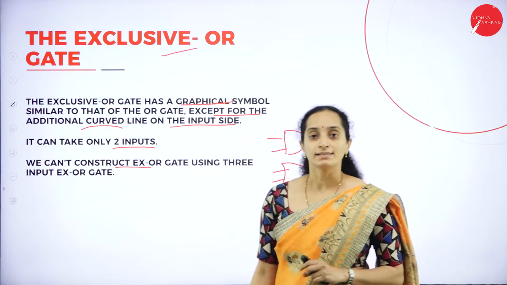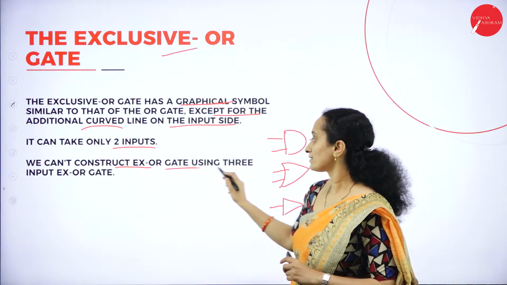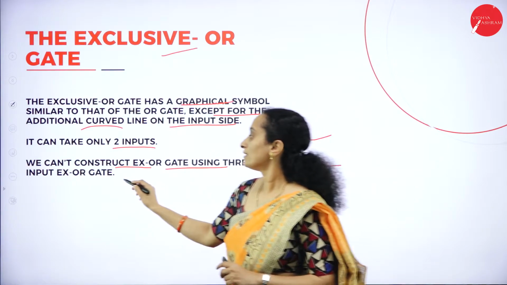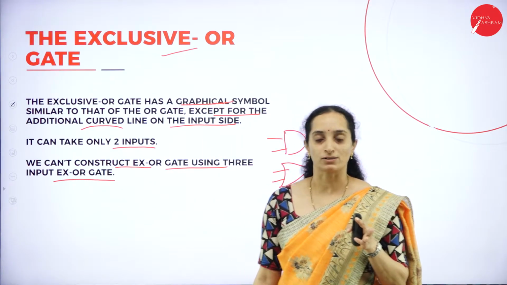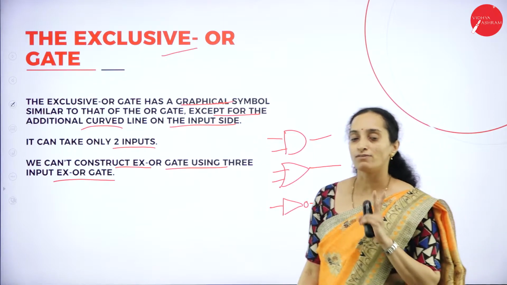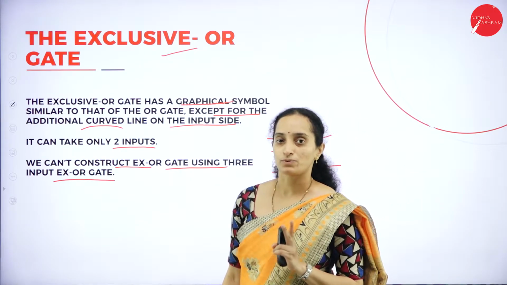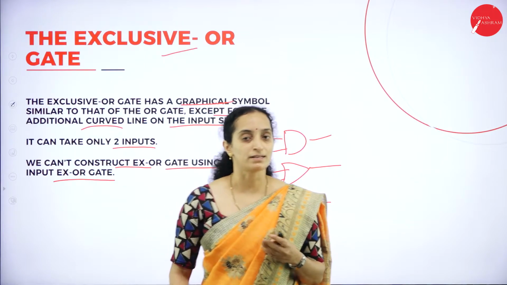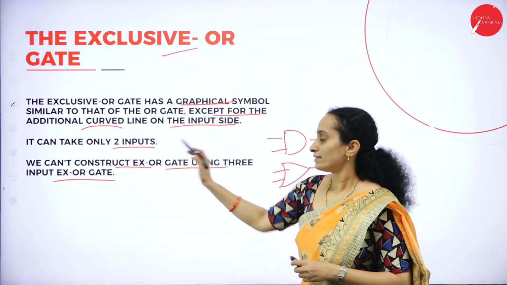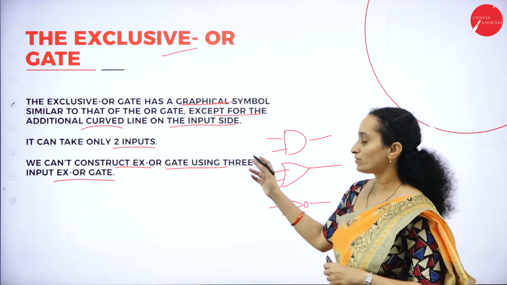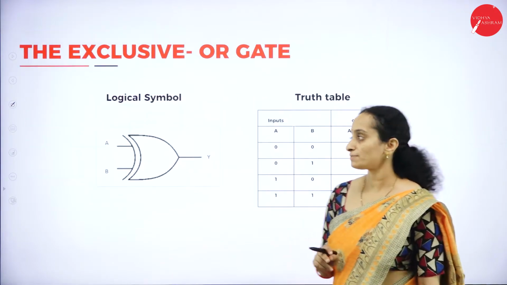And the thing is, we can't construct an XOR gate using a 3-input XOR gate. You cannot use a 3-input XOR gate. The XOR gate will always have only 2 inputs. Okay? How do you take multiple inputs? Let's check later. You have to have the XOR gate with only 2 inputs.